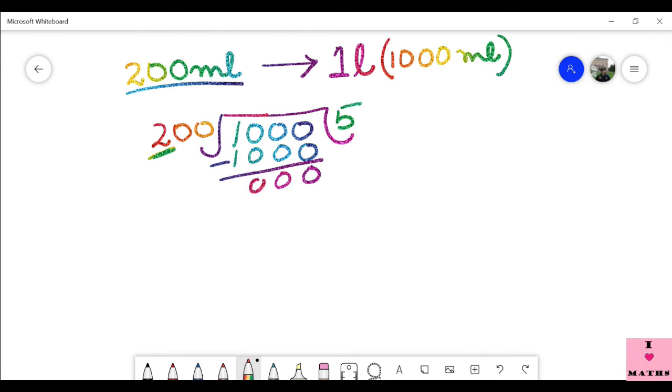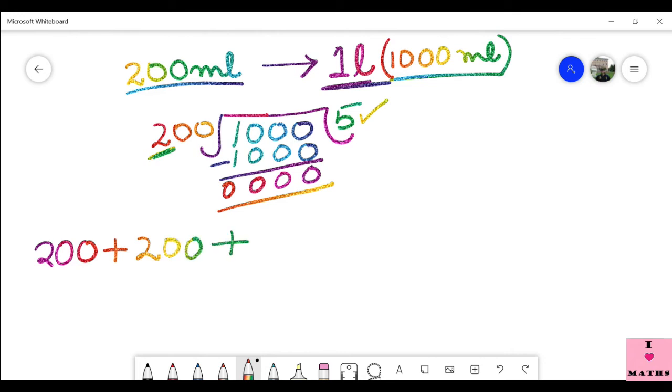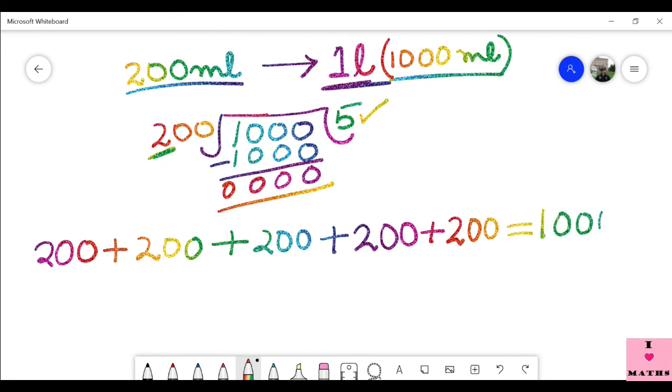So children, we need 5 such bottles of 200 milliliter to make 1000 milliliter or to fill up 1 liter of bottle. So 200 plus 200 plus 200 plus 200 plus 200 will give us 1000 milliliter or 1 liter.